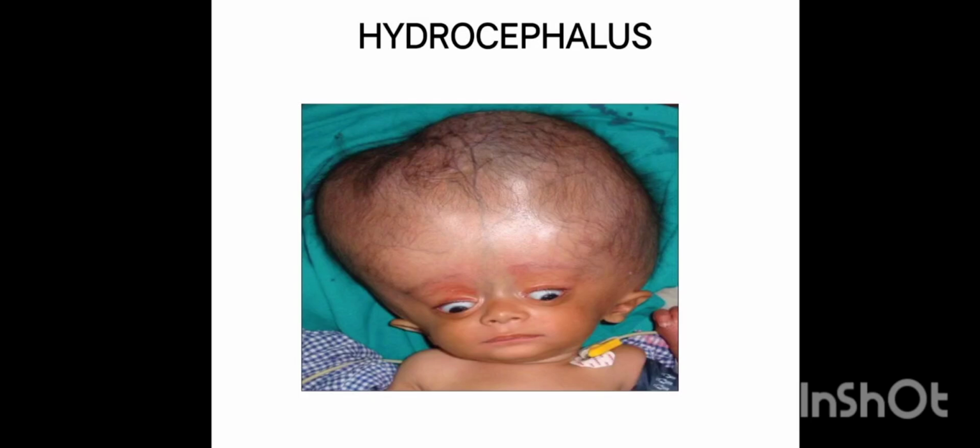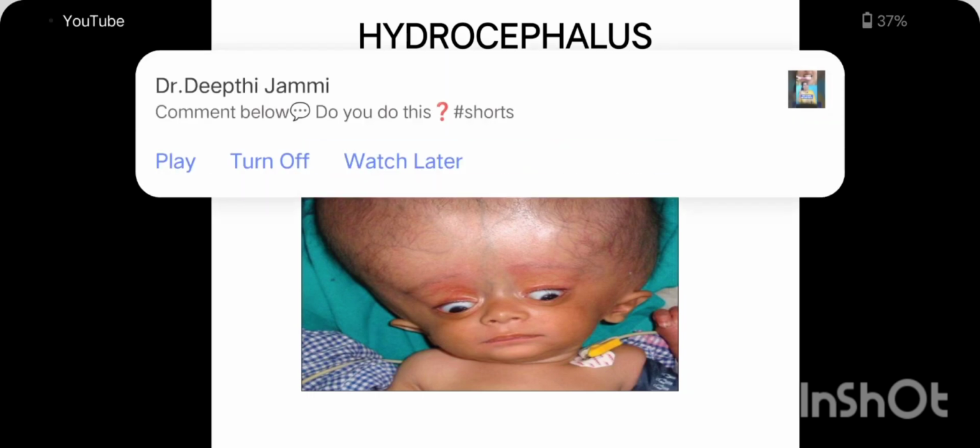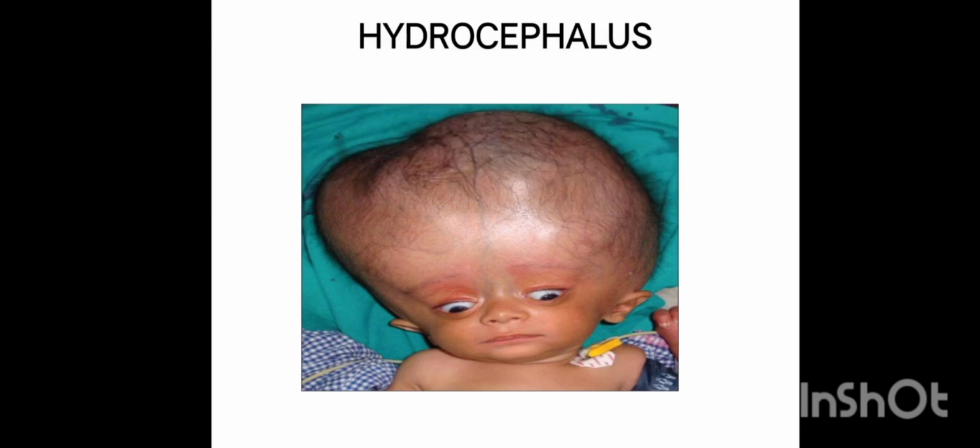Today we are going to discuss in detail about hydrocephalus. So what is hydrocephalus? Hydro means water and cephalus means head. So when there is accumulation of fluid in the head, that is in the brain, it is termed as hydrocephalus. Here the water means the cerebrospinal fluid. When the cerebrospinal fluid is accumulated in the ventricles of the brain, this condition is known as hydrocephalus.